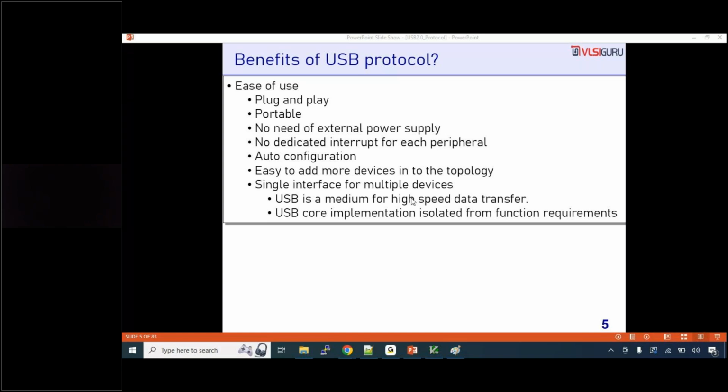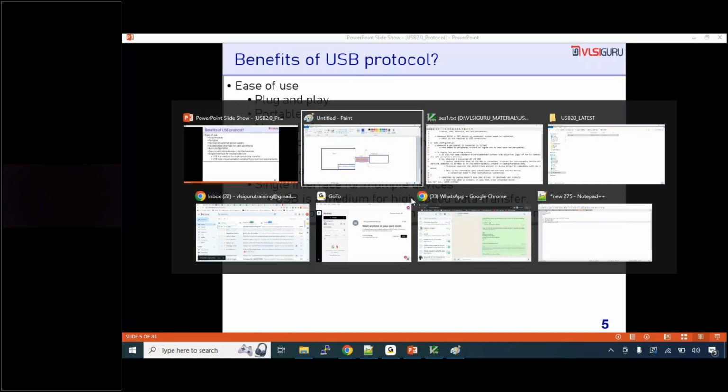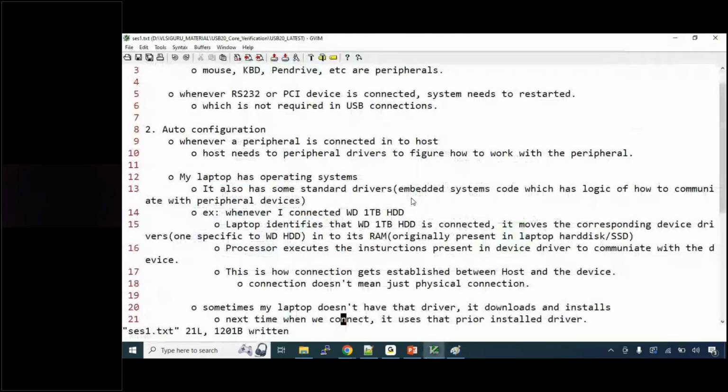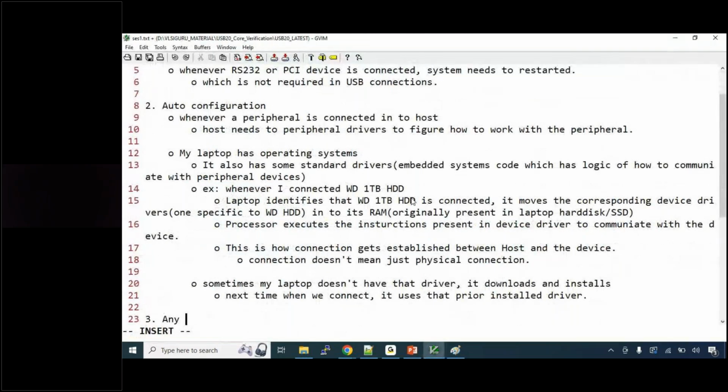Any kind of device you want to manufacture, any kind of peripheral you want to manufacture, USB is the most preferred interface. You understand what it means, right?